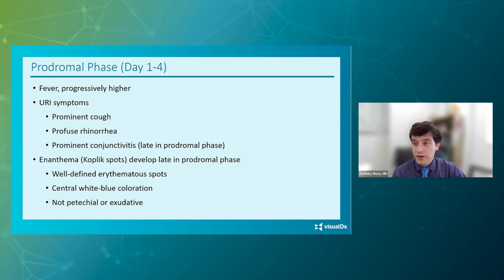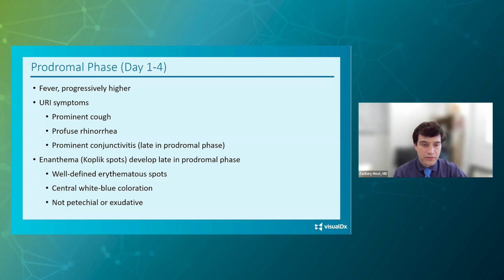Typically, patients will start with fever, which will get progressively higher over the next several days. They'll have URI symptoms like a prominent cough, profuse rhinorrhea, which can lead to inflammation of the nasal mucosa called coryza, and prominent conjunctivitis that might not show up much until later in the prodromal phase, but is usually quite obvious later on. Patients with these symptoms classically look and feel pretty ill. They're not usually bouncing off the walls and smiling and looking happy like somebody with roseola. People with measles typically look pretty ill.